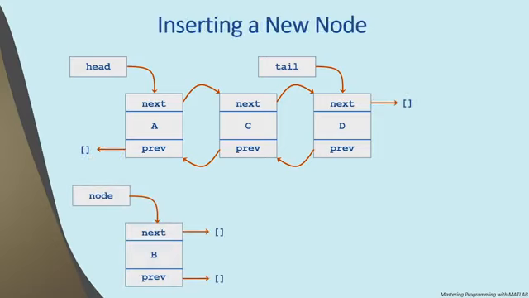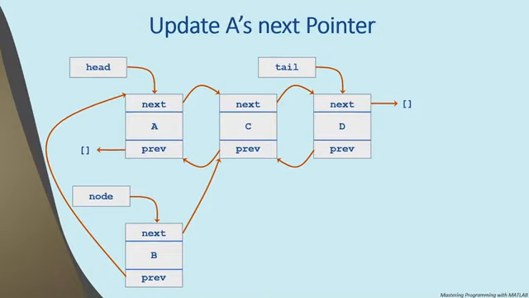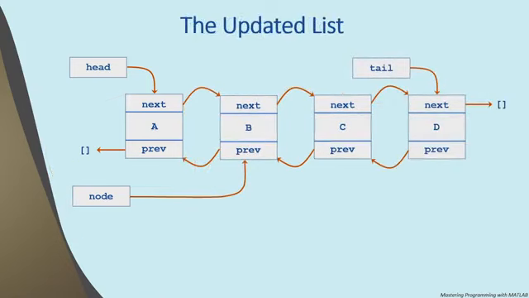First, we'll change B's prev and next pointers to point to A and C, respectively, as shown. Next, we change A's next pointer to point to node B. Finally, we change C's prev pointer to point to B, and that's it. To make the figure look better, we can rearrange it like this.